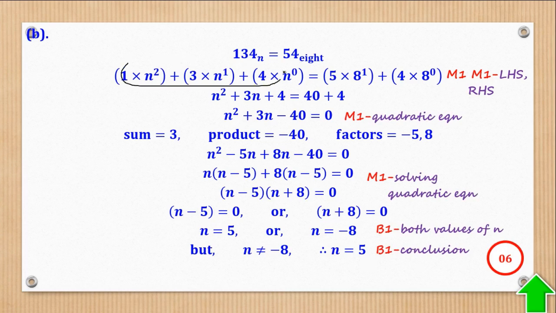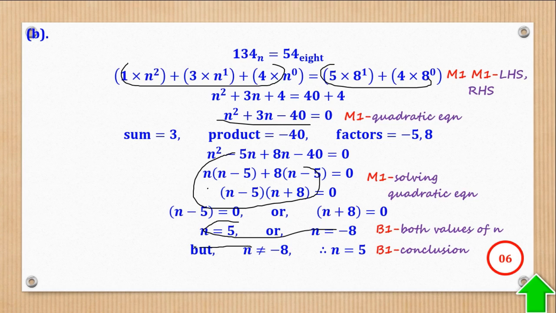So 1 mark for changing the left hand side, 1 mark for changing the right hand side to base 10, getting a quadratic equation, another mark. Solving, you can either use factorization or the quadratic formula, that is 1 mark. B1 for both values of n, and B1 for identifying that n cannot be negative.